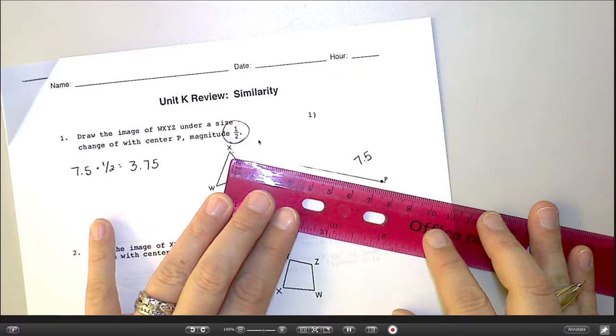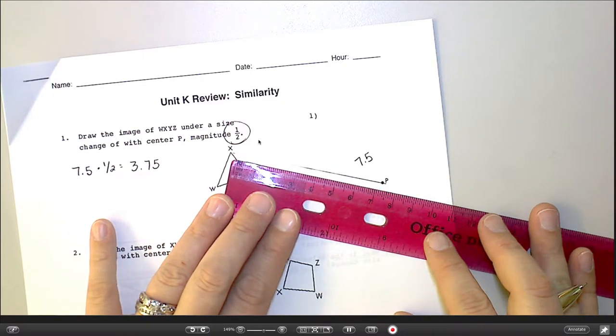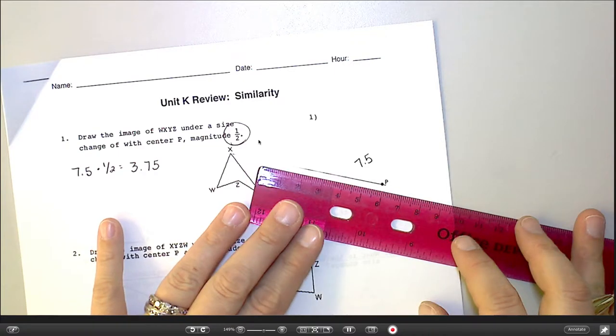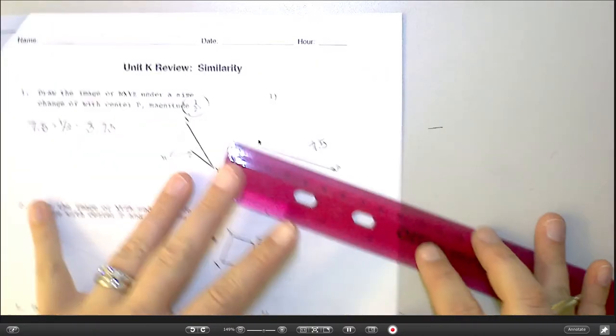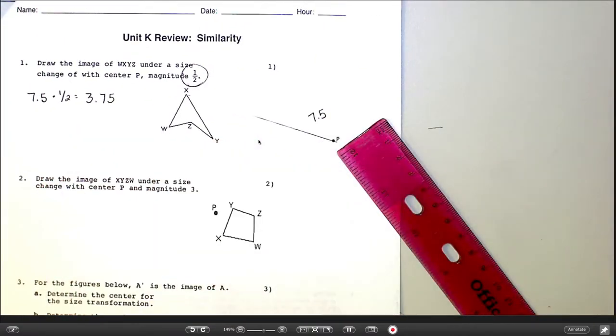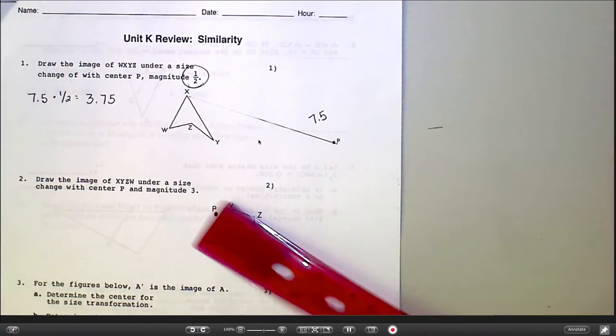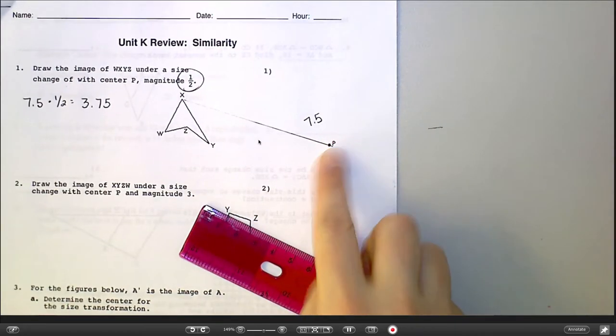Starting from where? Starting from P. Okay, you want to start from P. Now on this one, because it's 1/2, it's not going to matter. Because if you go 1/2 this way and 1/2 that way, it's both going to land in the same spot. But if that was a different number than 1/2, it would make a difference. So you want to make sure you're measuring starting from P.